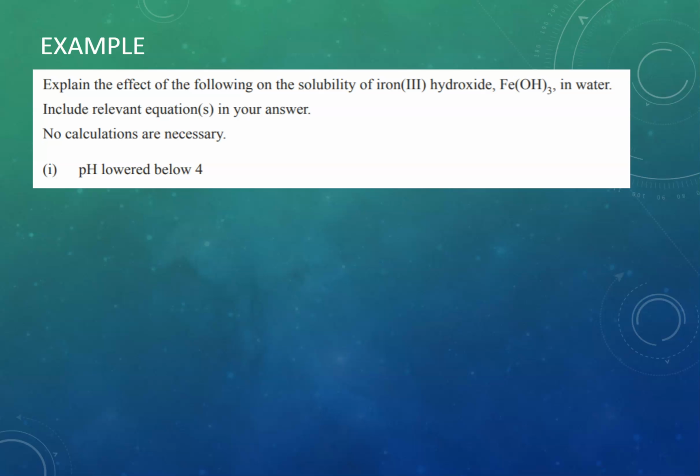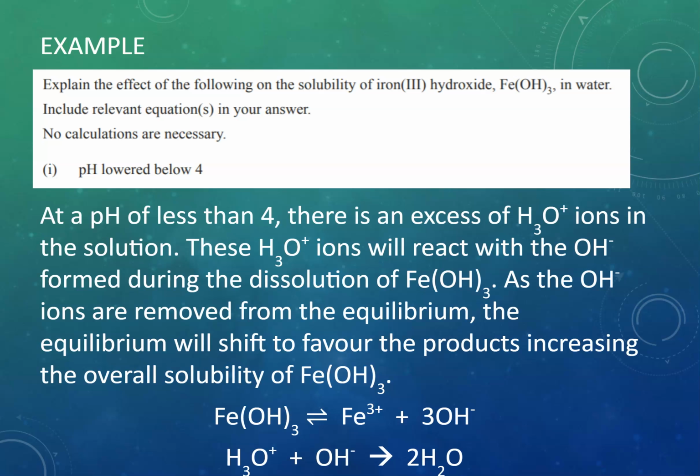Okay, so here's an NCEA exam question looking at the solubility of iron hydroxide in water in a situation where the pH has been lowered to less than 4. Right? So the sort of answer that we're looking at, we've got to put equations in there. So starting off with the dissolving of iron hydroxide to make Fe3+ and hydroxide ions, and then the reaction between hydronium and hydroxide. Now, whether you use H plus or whether you use H3O+, honestly does not matter. But you must include that second equation.